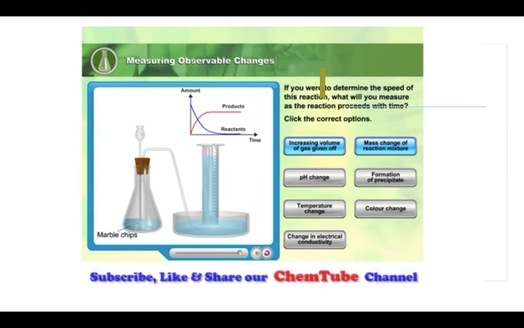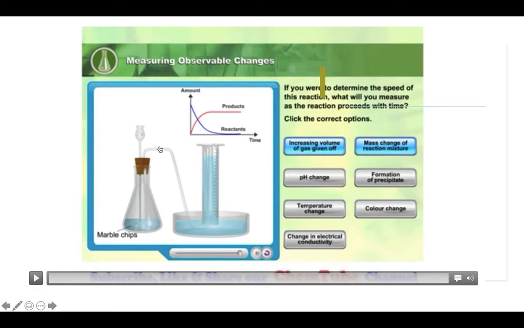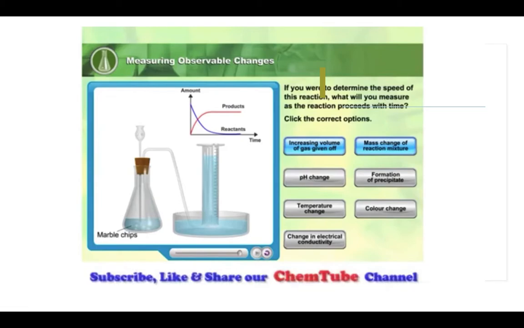Okay, as you can see in the video, when hydrochloric acid reacts with marble chips, it will produce carbon dioxide gas. The carbon dioxide gas released will be delivered through the delivery tube from here, and then it will displace the water inside the measuring cylinder. So we can measure the volume of gas produced by using the measuring cylinder. Besides that, the loss in mass of marble chips also can be measured by using an electronic balance.